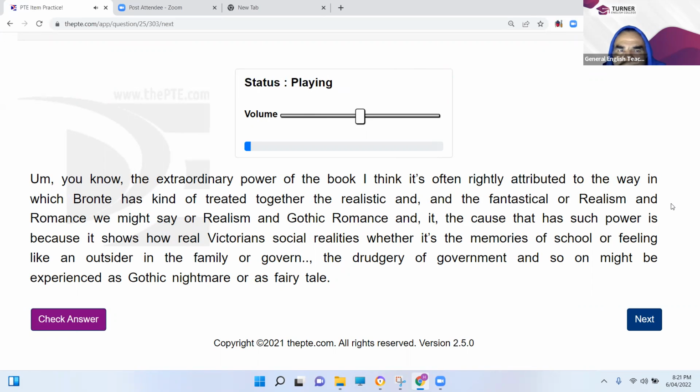The extraordinary power of the novel, I think, is often rightly attributed to the way in which Bronte has kind of braided together the realistic and the fantastical, or the realism and romance, we might say, or realism and Gothic romance. And the reason that has such power is because it shows how real Victorian social realities, whether it's the miseries of school or feeling like an outsider in the family or the drudgery of governessing and so on, might be experienced as Gothic nightmare or as fairy tale.